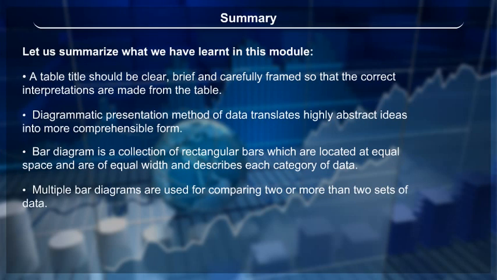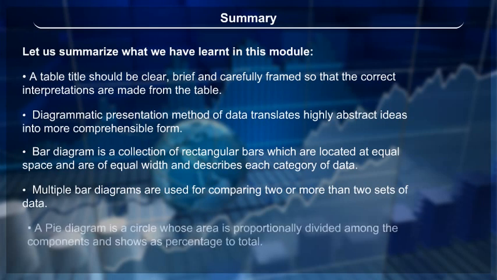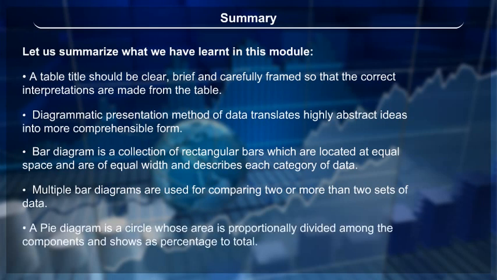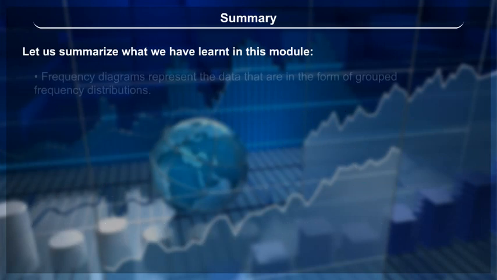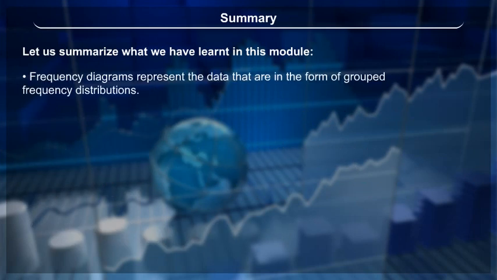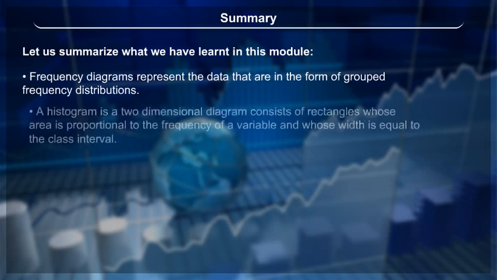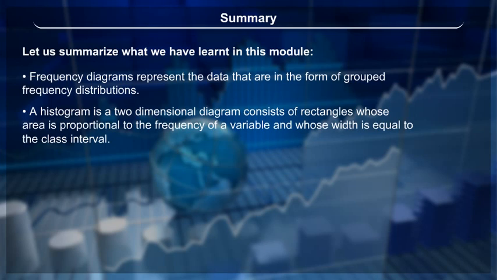Multiple bar diagrams are used for comparing two or more than two sets of data. A pie diagram is a circle whose area is proportionally divided among the components and shows them as a percentage of the total. Frequency diagrams represent the data that are in the form of grouped frequency distributions. A histogram is a two-dimensional diagram, consisting of rectangles whose area is proportional to the frequency of a variable and whose width is equal to the class interval.